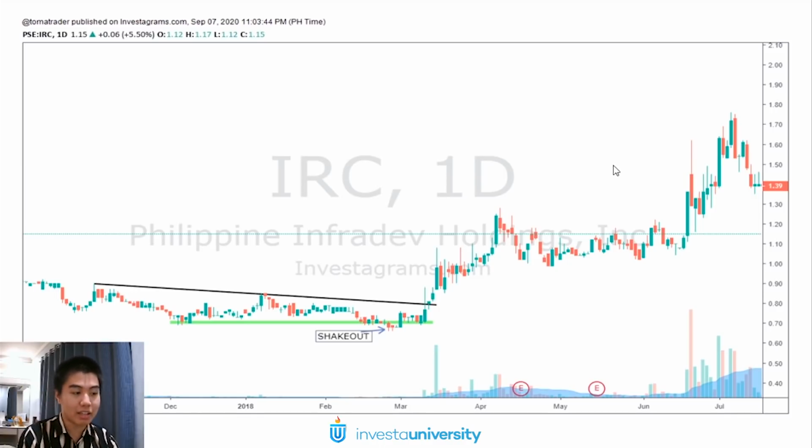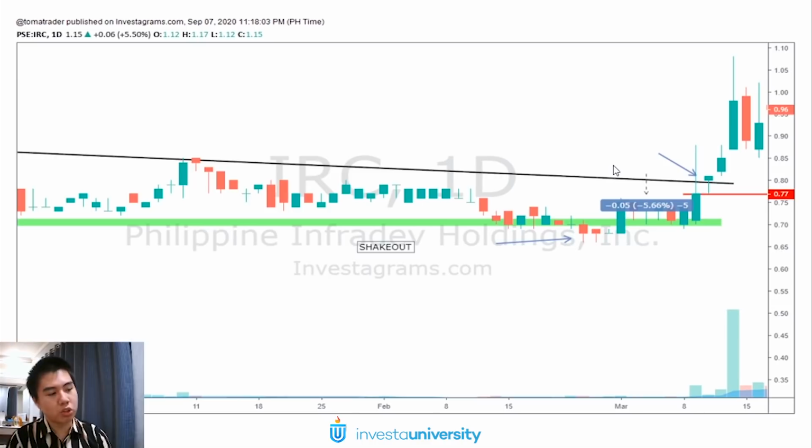But we're getting ahead of ourselves. Let's focus first on how we would execute this. Of course, you want to buy the breakout. So let's say we bought at the end of day candle, 0.81. Where would we put our cut loss? Since it's a penny stock, sometimes our cut has to be tighter. So we want to put our cut if it goes below 0.77, the low of the breakout candle. So that's a 5% risk for us.